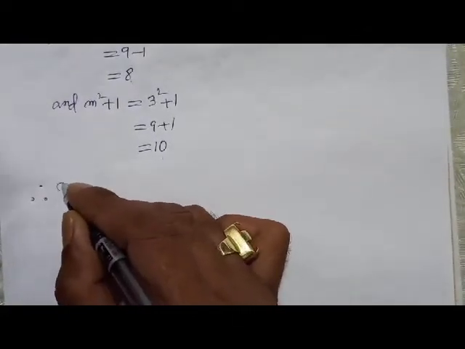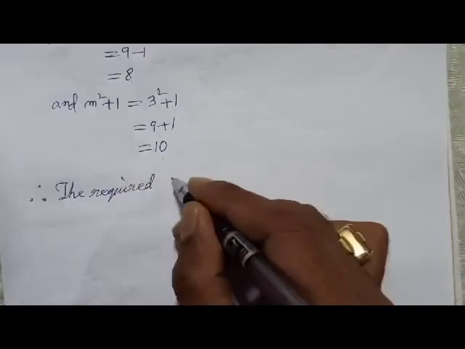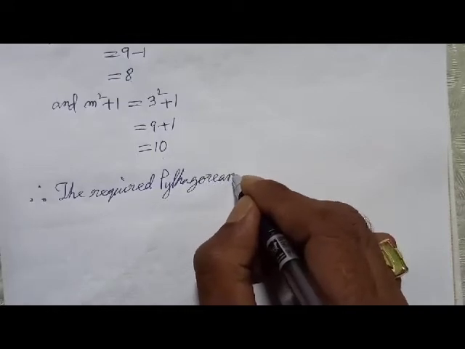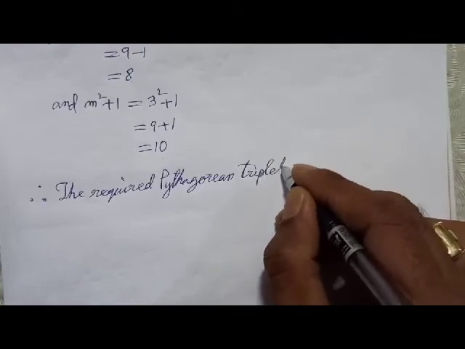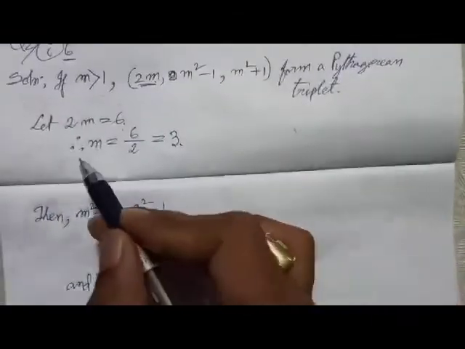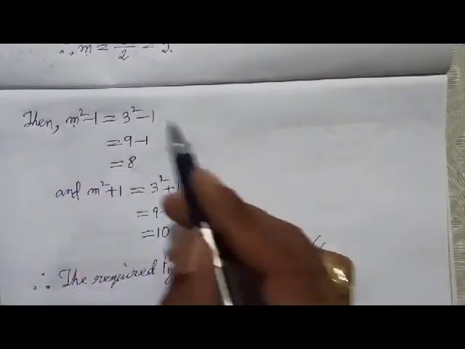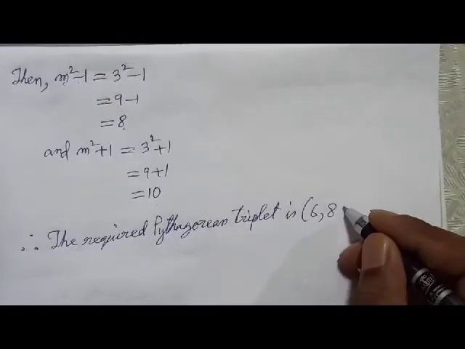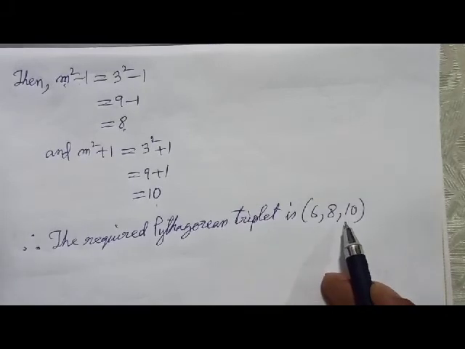Therefore the required Pythagorean triplet is 2m's value 6, m square minus 1's value 8, and m square plus 1's value 10. The required Pythagorean triplet is 6, 8 and 10.